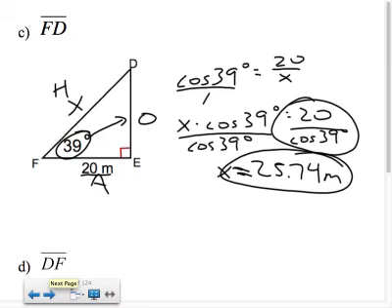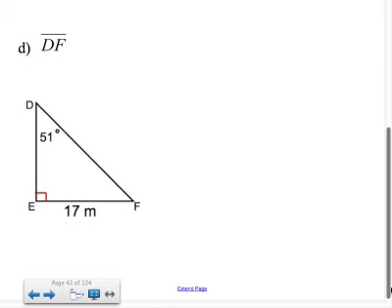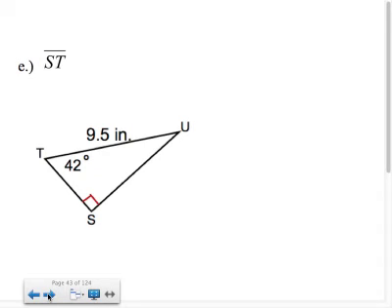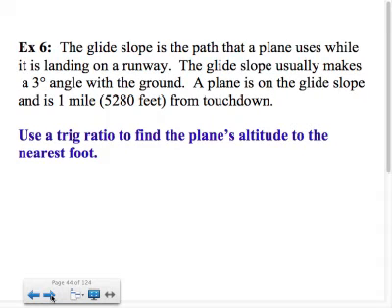Okay. So again, go ahead, take a look at part D down there on your own. Identify what angle you're going to use, what information you want to know, what information you do know, and then use that to set up a trig equation. So here you go, part E. Again, try it on your own. Okay. Example 6 we'll do together here.